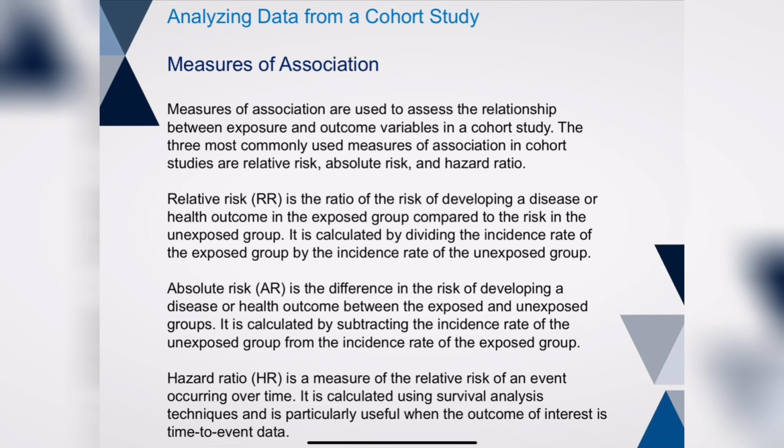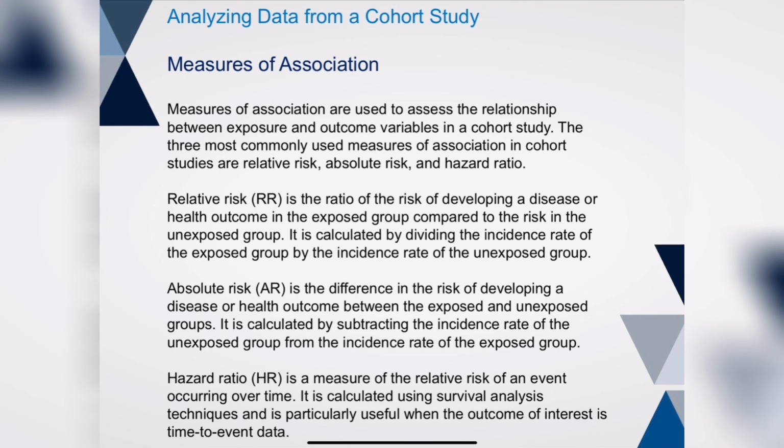Whereas absolute risk is the difference in the risk of developing a disease or health outcome between the exposed and unexposed groups. It is calculated by subtracting the incidence rate of the unexposed group from the incidence rate of the exposed group. Next one is hazard ratio.